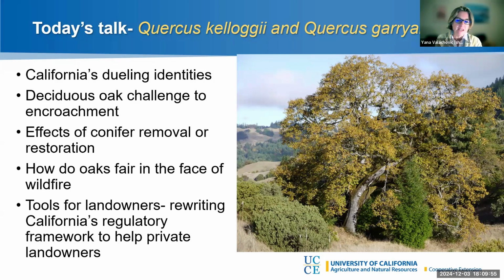And so it becomes this interesting challenge and battle in our policies and our regulations around what we're supposed to be managing for. So today, I'm really going to be trying to look at these broad issues that ultimately lead to tools for landowners and how we've been able to, with a bunch of partners, rewrite California's regulatory framework to help private landowners in battling this kind of dueling identity that California is stuck with. So I hope that you'll find that entertaining. I think it's been a great and fun journey with a lot of fun people to work on this.